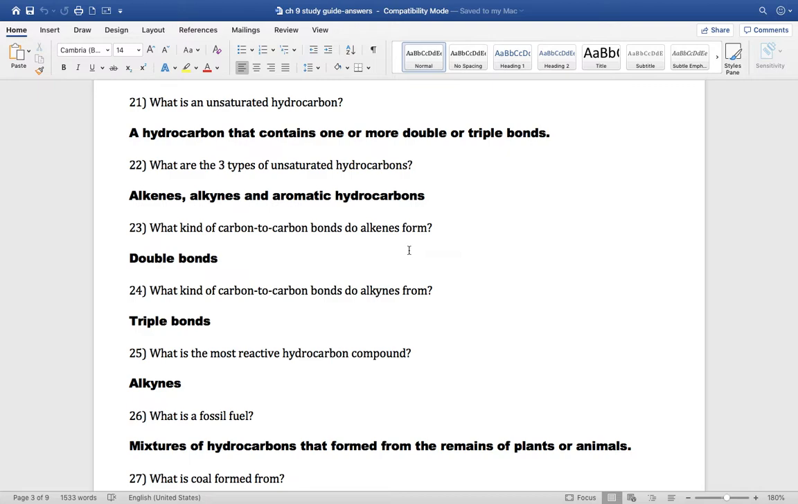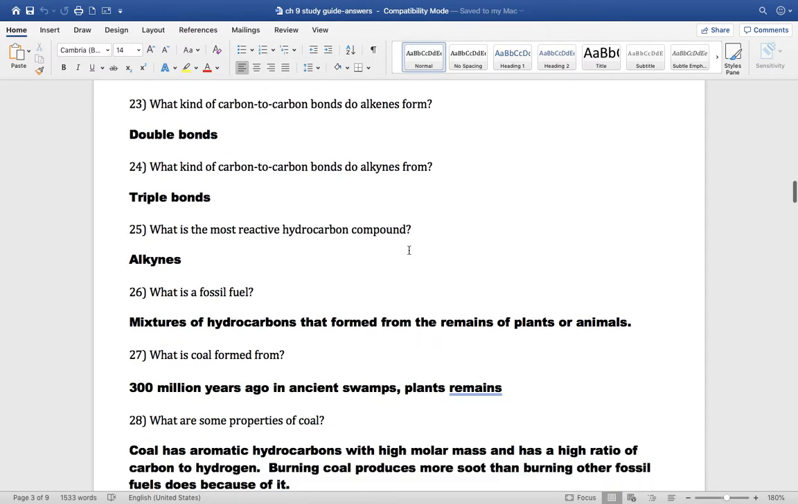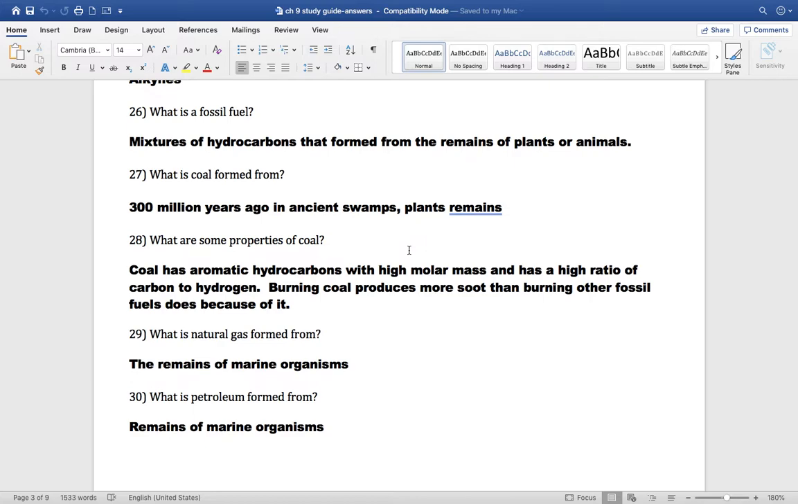All right, what's a fossil fuel? Mixtures of hydrocarbons that are formed from the remains of plants or animals. What is coal formed from? 3 million years ago in ancient swamps, plant remains.